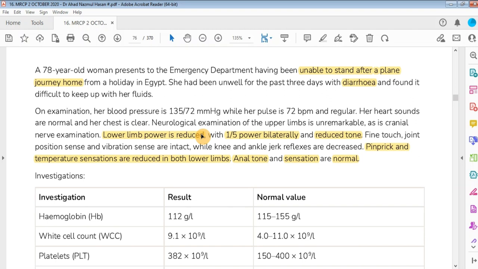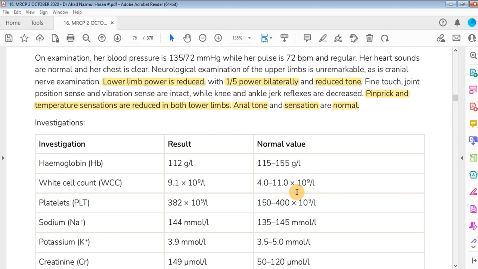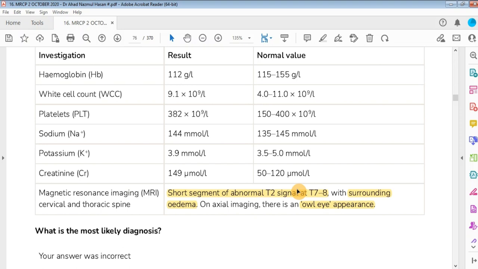Chest is clear, neurological examination of the upper limb is unremarkable, as is the cranial nerve examination. Lower limb power is reduced, 1 by 5 bilaterally, with reduced tone. Fine touch, joint position sense and vibration sense are intact, while knee and ankle reflexes are decreased. Pin prick and temperature sensation are reduced on both lower limbs. Anal tone is normal.